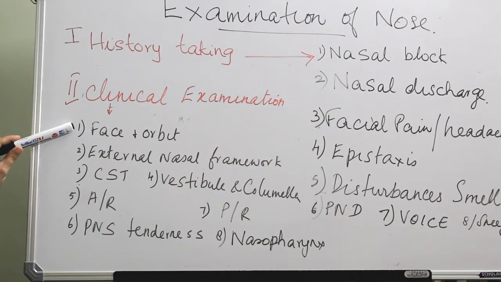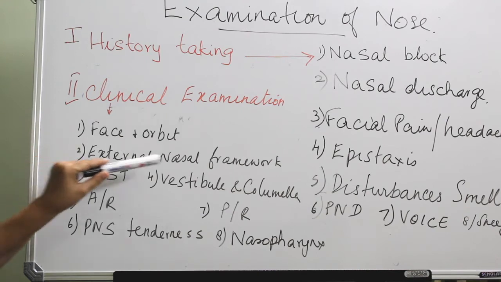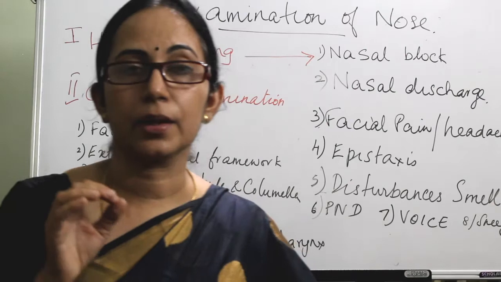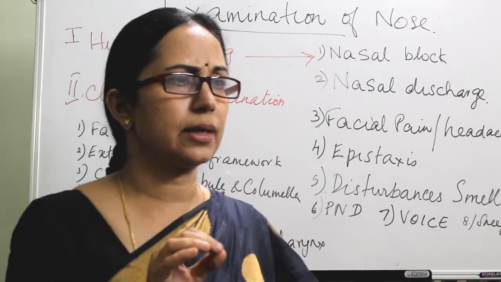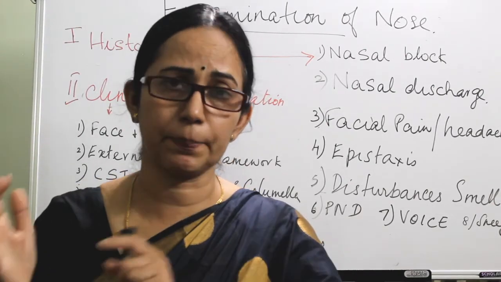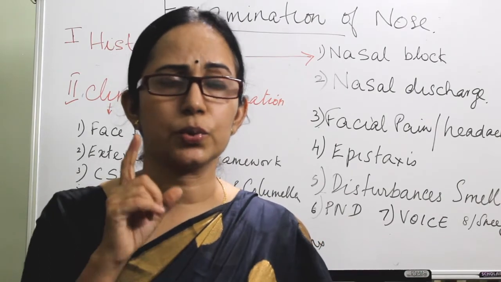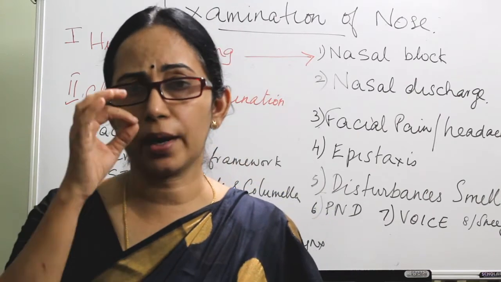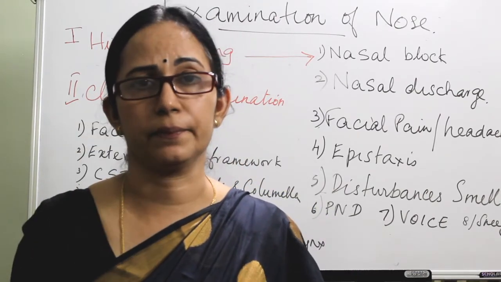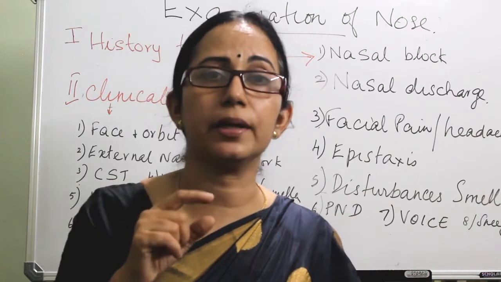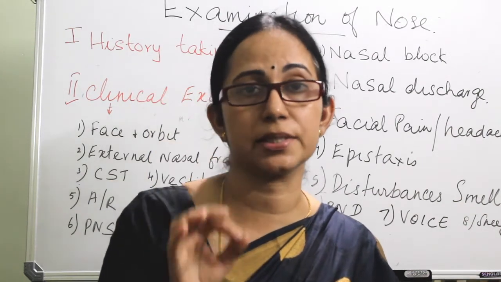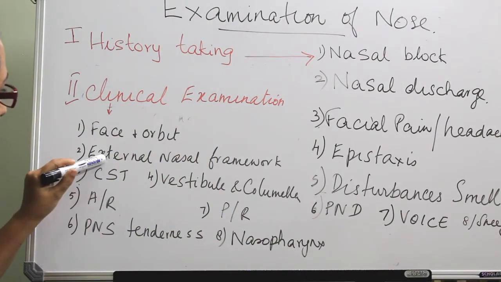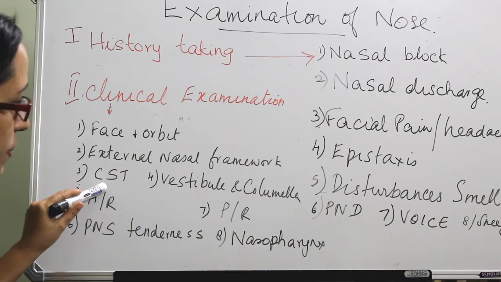So the first one is face and orbit, and after that comes the external nasal framework. Then cold spatula test. In some books it is given as functional examination separate from clinical examination. So the ideal thing is that before touching the patient's nose, you have to check for the function. The cold spatula should be done before you touch the patient's face. So the order is like this only.